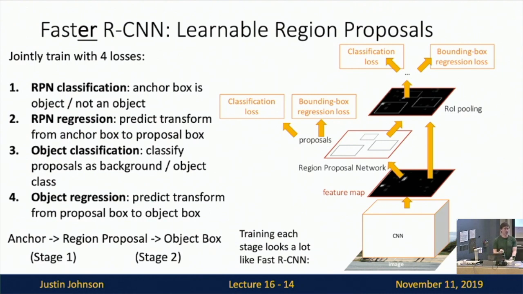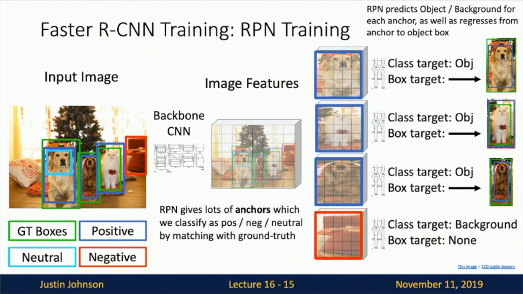Now in the first stage, what the region proposal network is doing is transforming this fixed set of anchor boxes into a set of region proposals. And now in the second stage, we want to transform the region proposals into our final output object boxes. Now the losses that we use at each of these two stages in Faster R-CNN are basically the exact same types of losses that we had used in slow and fast R-CNN. In order to transform anchors into region proposals, we need to do a similar type of pairing up.